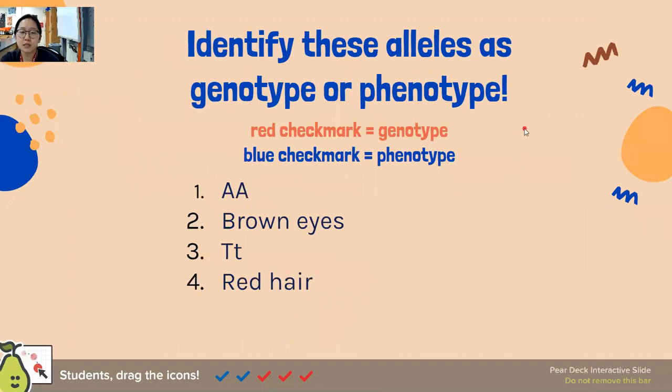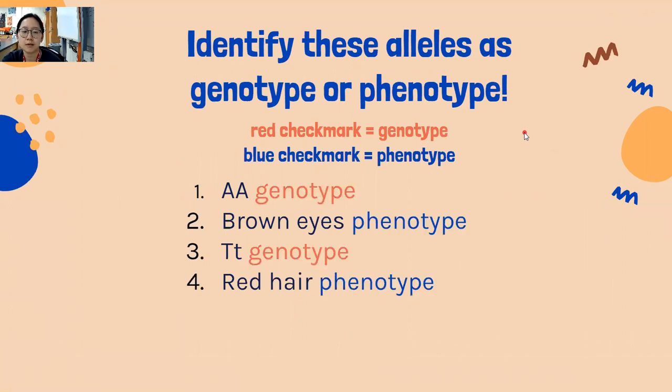So identify each of these. Please tell me if these alleles are a genotype or a phenotype. Use the red check marks to tell me if it's a genotype and use the blue check mark to tell me if it's a phenotype. Okay, we have genotype for AA. Brown eyes are a phenotype. TT is a genotype and red hair is a phenotype, right? Physical characteristics versus genetic combinations.